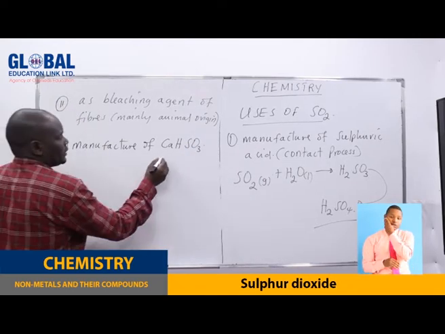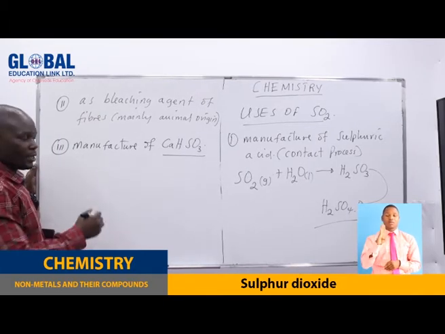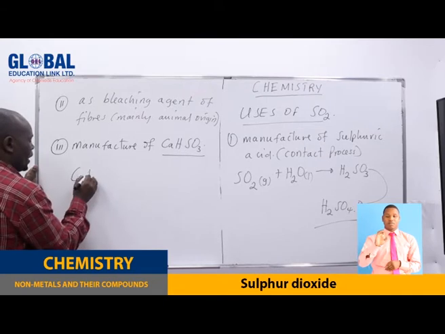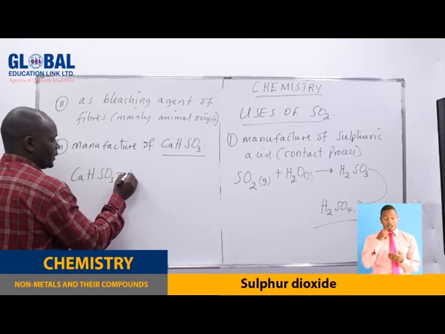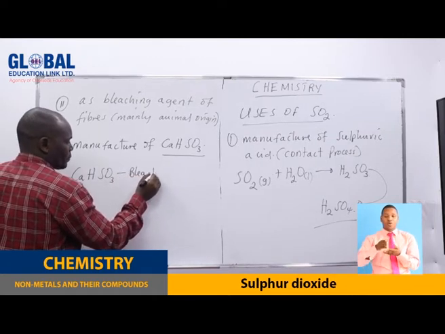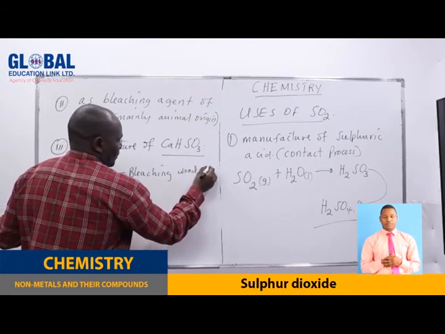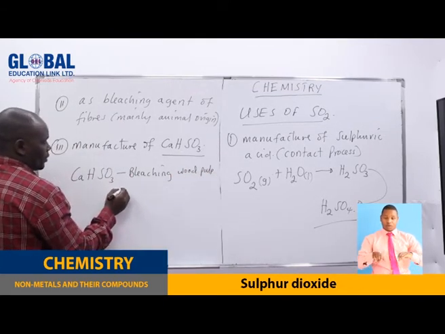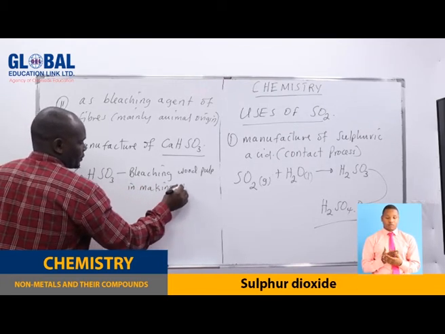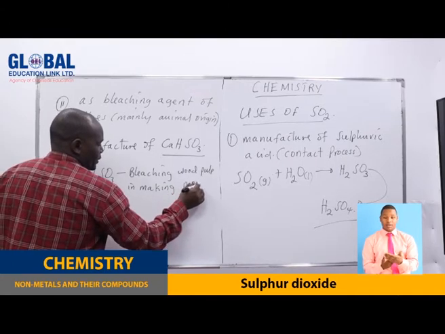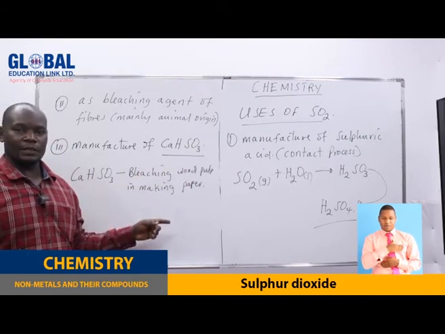Normally, calcium hydrogen sulfite is a bleaching agent. So calcium hydrogen sulfite is a bleaching agent, so it is used in bleaching wood pulp in making papers. So papers are white because they have been bleached by calcium hydrogen sulfite.